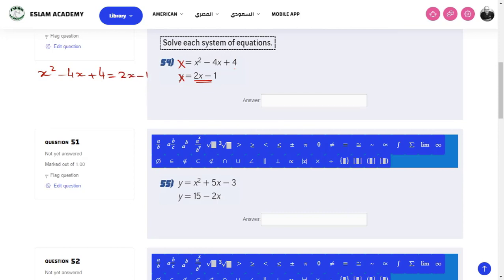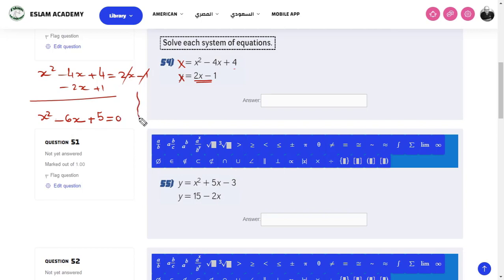Now we need to form the zero equation. We have 2x positive, so we subtract 2x, and 1 is negative, so we add 1. So the new equation now will be x² minus 4x minus 2x equals negative 6x, plus 4 plus 1 equals 5. All of that is equal to 0.